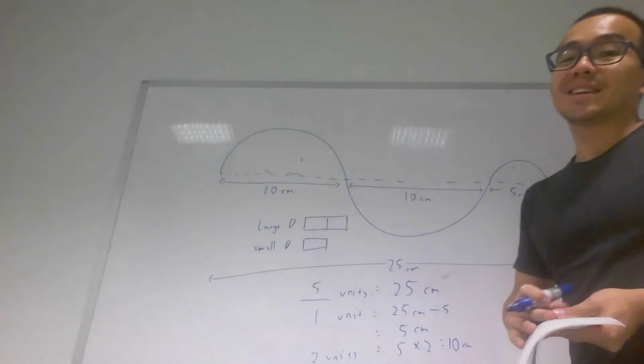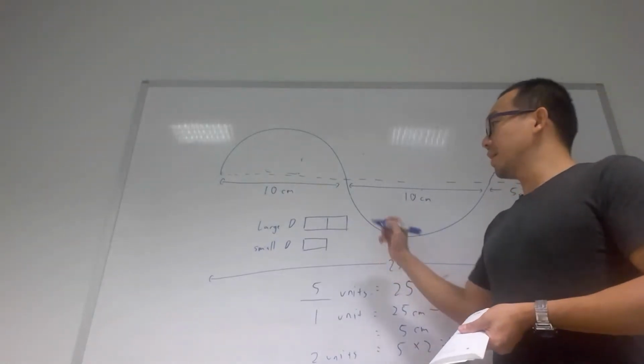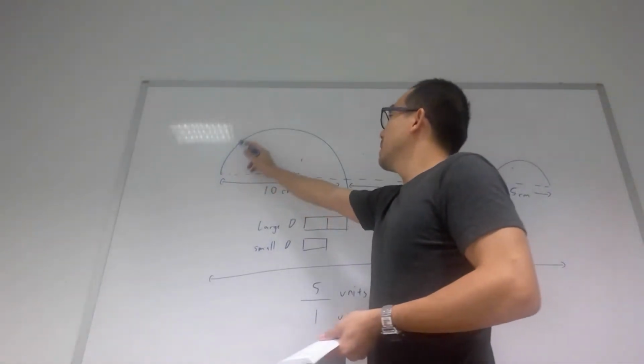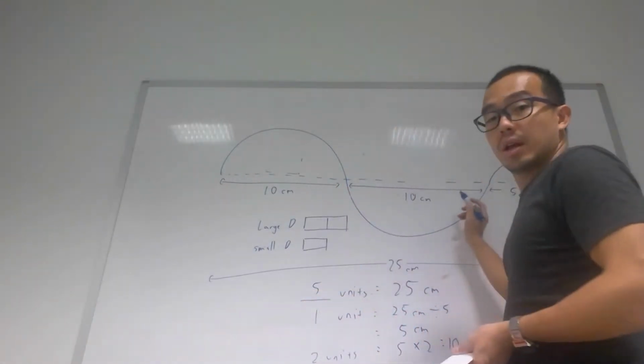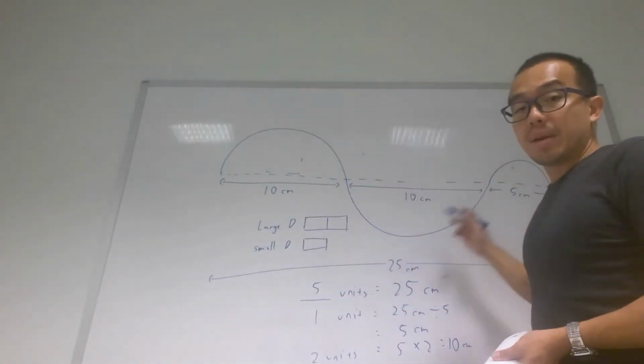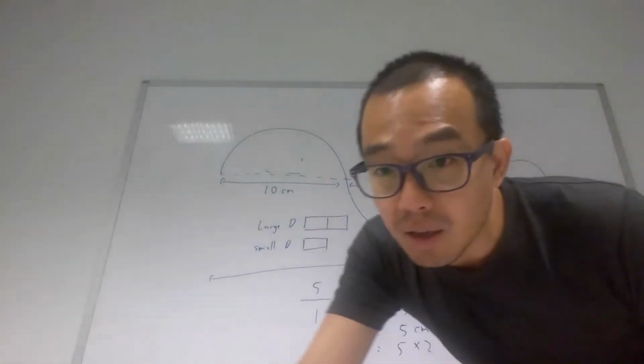now we have to find the diameter. But what am I finding? First, let me find this one. The one large semicircle, another large semicircle. What do they make up? They make up one big circle, right?